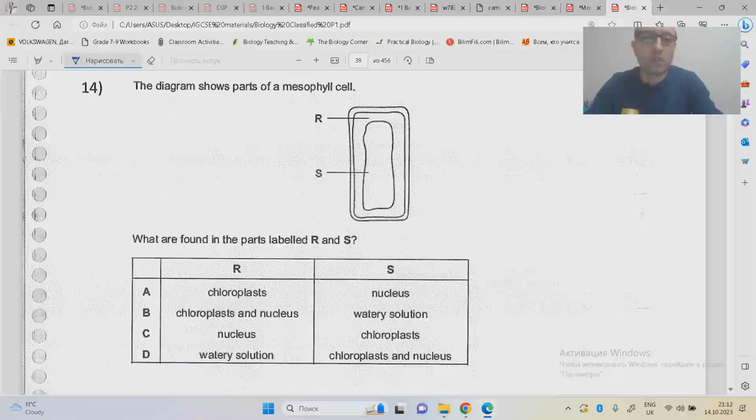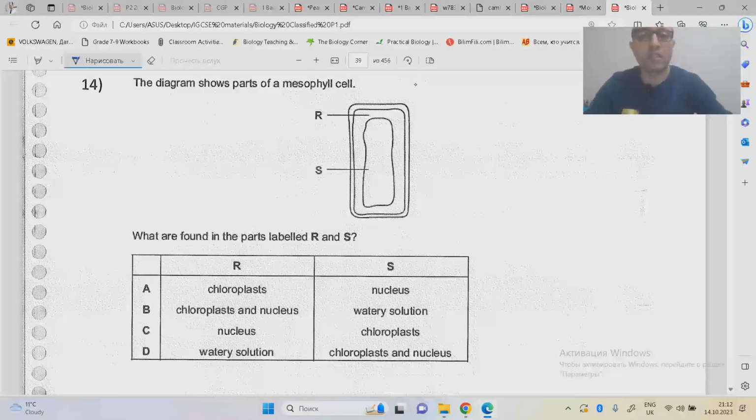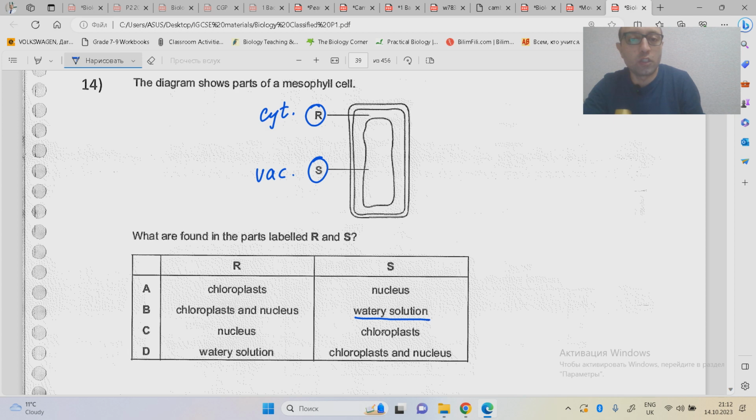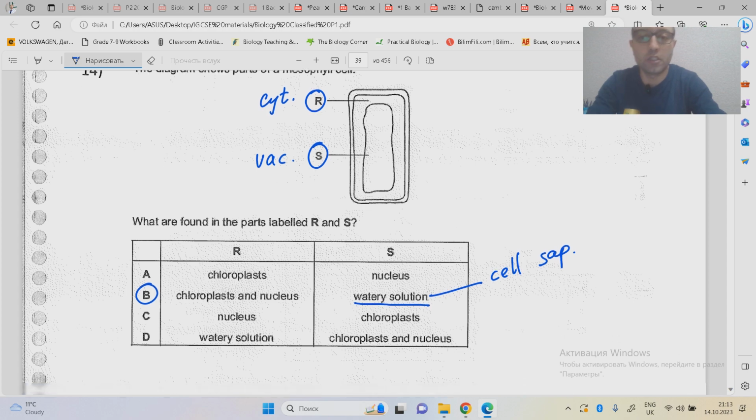Part of the mesophyll cell, and they are asking, you know, this is an easy question. R here is just cytoplasm. S is a vacuole. So S is a vacuole and R shows cytoplasm. Of course, we don't have exactly the same answer, but we must know that in the vacuole we have a watery solution known as cell sap. And in the cytoplasm, we will have chloroplast and nucleus. B is the best answer in this question.